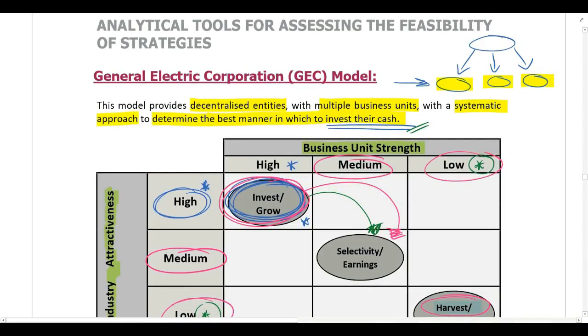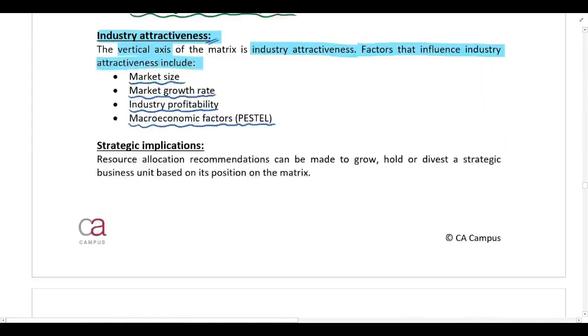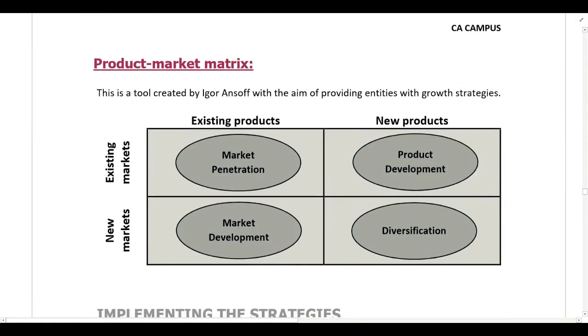Okay, so this GEC model is then one model that we can use in order to assess the feasibility of a strategy. We have another model that we can also use in order to assess the feasibility of a strategy, and that is the product market matrix. And this tool was created by Igor Ansoff, and the aim of this model is to provide entities with growth strategies.